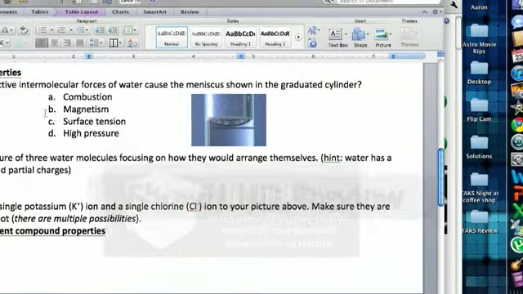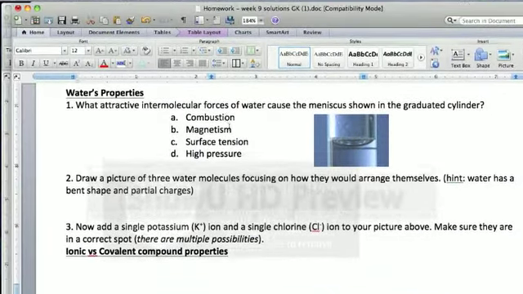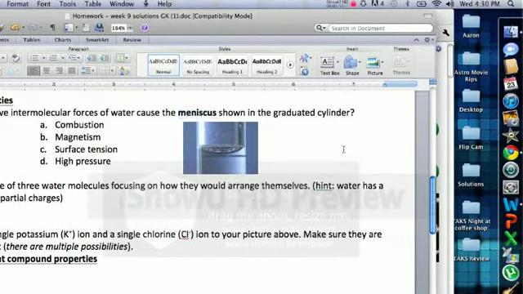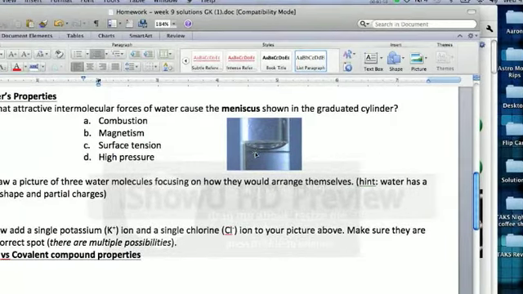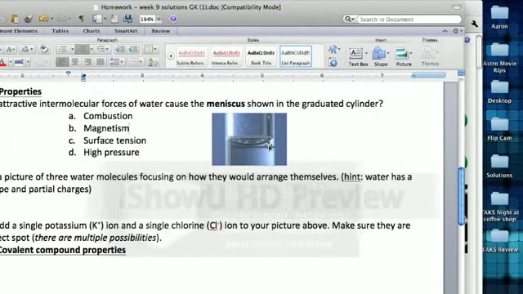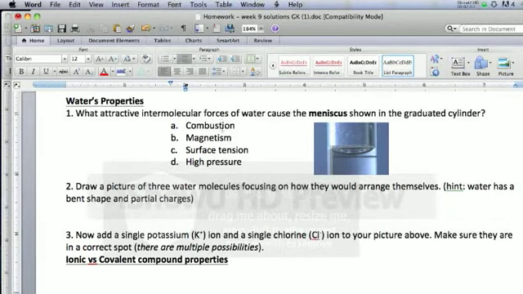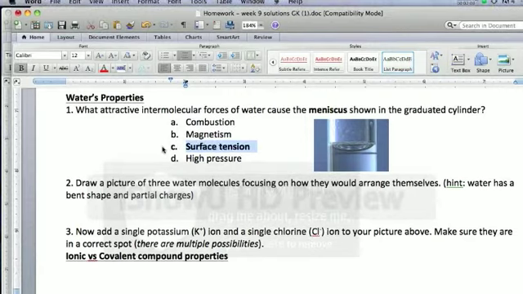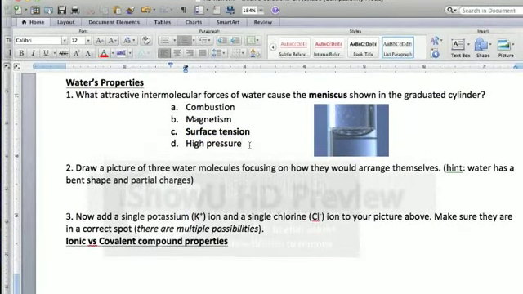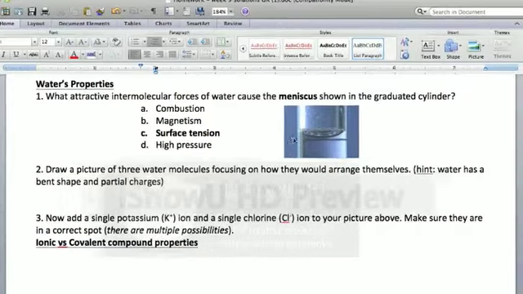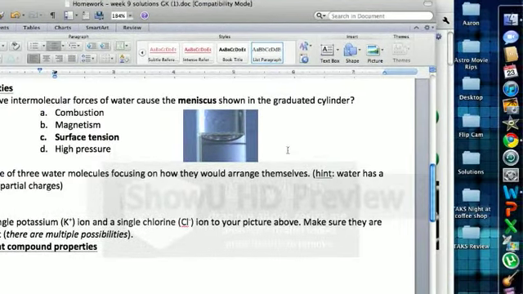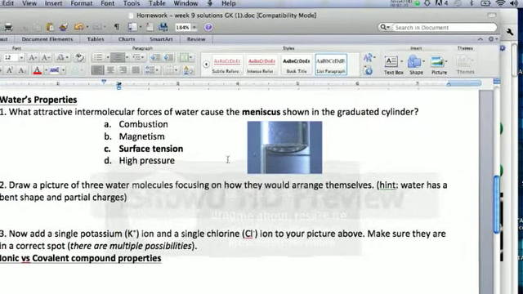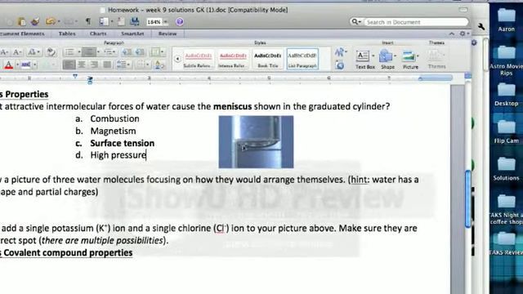Let's look down here. It says water's properties. What attractive intermolecular forces of water cause the meniscus shown in the graduated cylinder? You need to remember that the meniscus is that curve we always measure from the bottom of. When we look at the choices, combustion, magnetism, surface tension, and high pressure, surface tension is the only one that we should recognize. Surface tension is caused by hydrogen bonding between the water molecules on the surface, and that same force interacts with the sides of the graduated cylinder and makes the water almost try to climb up the walls, causing that distinctive sort of C shape.